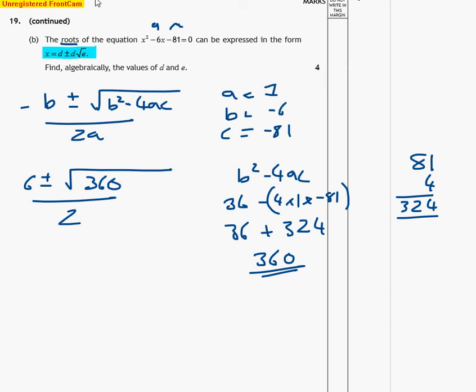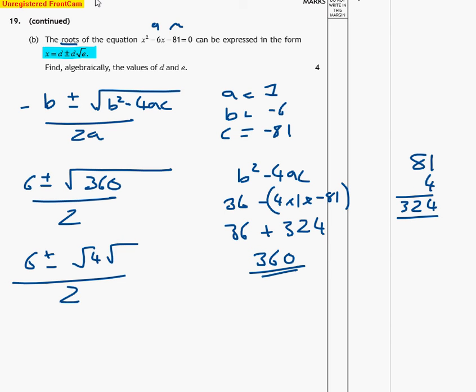So I'd like to get a 2 into here. But I've got a root symbol. So the root of what gives me 2? 4. So I'll be thinking I want to say 6 plus or minus root 4 root something over 2.